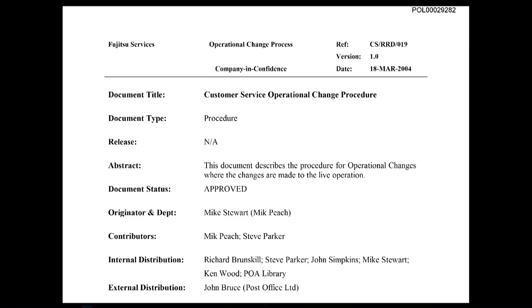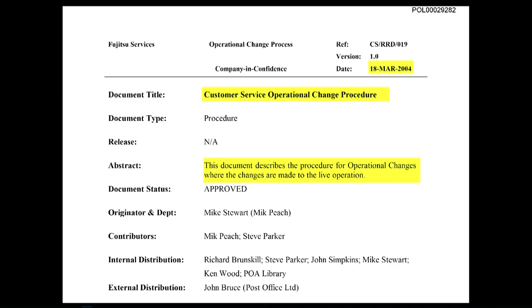Mr. Parker, could we pick up where we left off by looking at POL 3029282? You recall we've looked at some documents on remote access from 2001, 2002, and we've now moved to 2004. Can you see that this document is entitled Customer Service Operational Change Procedure? The abstract says it describes the procedure for operational changes where the changes are made to the live operation. And it's dated the 18th of March, 2004 as version one.